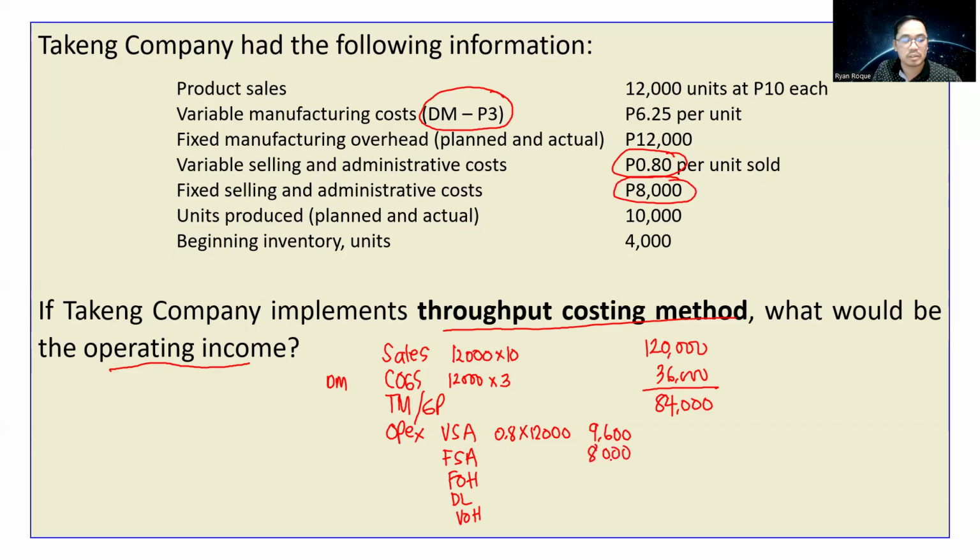And then for the fixed selling and admin, so we have here a fixed amount of 8,000. And remember, it should be part of the fixed OPEX, the FOH. So that would be how much? 12,000.